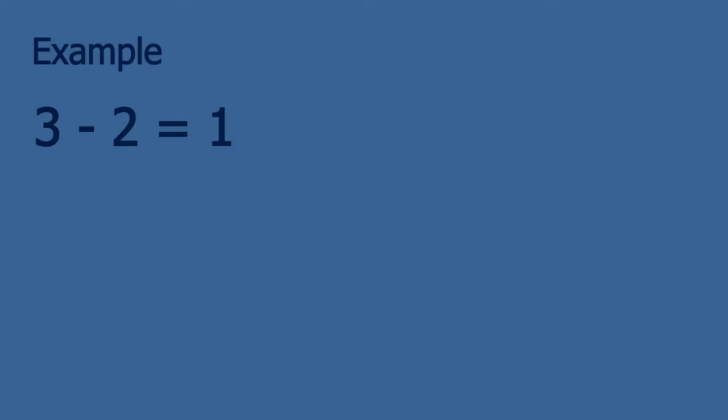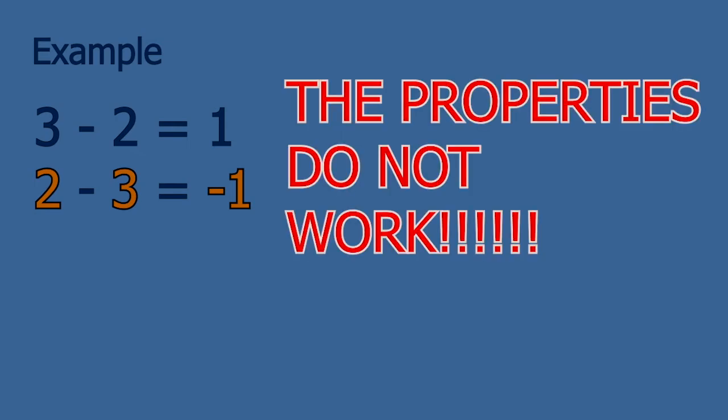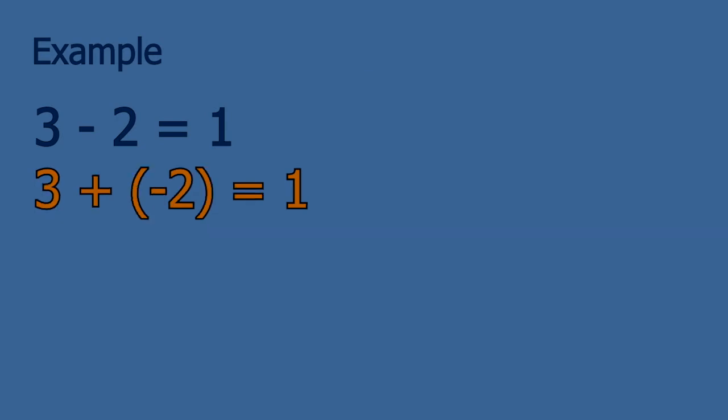You see, for this example, we have 3 minus 2 equals 1. Okay. Now, if we flip it around, we have 2 minus 3 equals negative 1. Well, yeah, we did say that commutative property does not work, so this clearly showed that it doesn't work. But remember that 3 minus 2 is actually the same as 3 plus negative 2. Now, when we rewrite 3 minus 2 into 3 plus negative 2, we actually have an addition problem. So the two properties actually work.